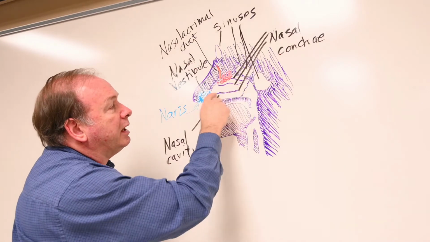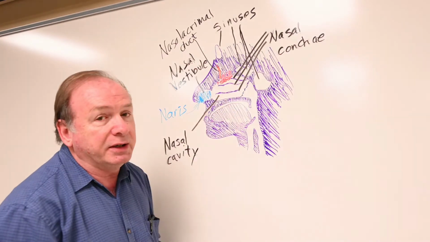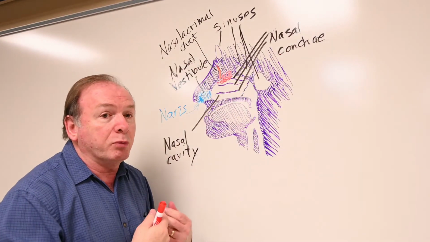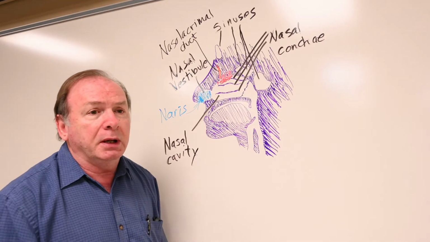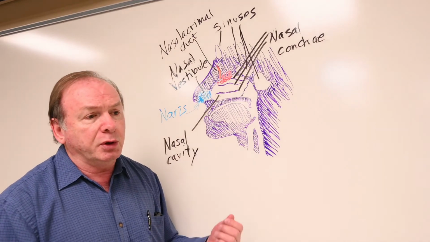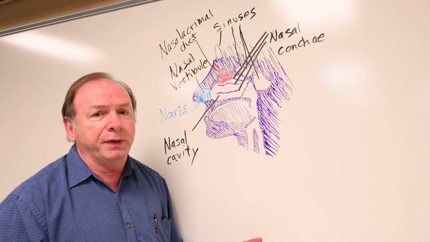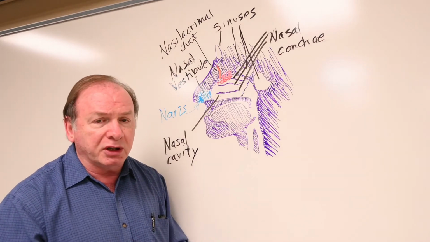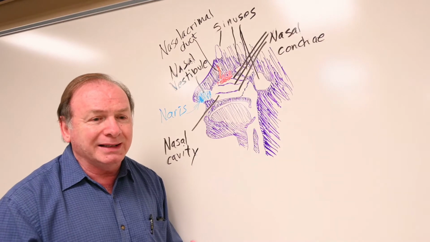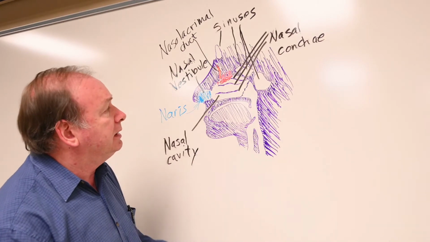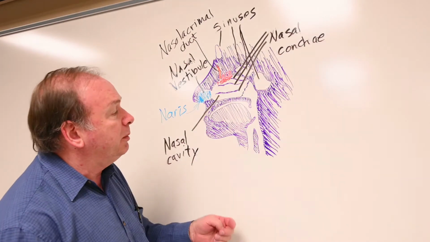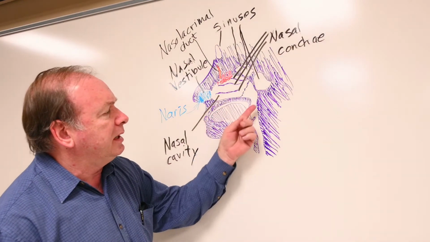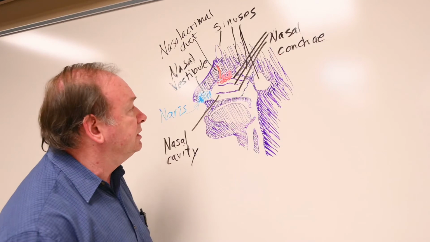The remainder of the nasal cavity in here is lined with what we call a respiratory epithelium. The respiratory epithelium is a pseudostratified columnar epithelium, has mucus secreting cells as well as ciliated cells, and those are the primary cell types you find in that epithelium, and that's a kind of epithelium that continues through much of the respiratory system.